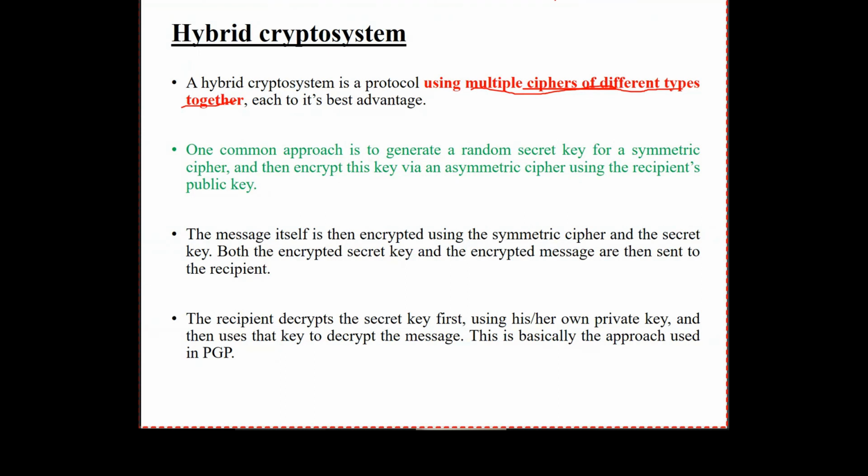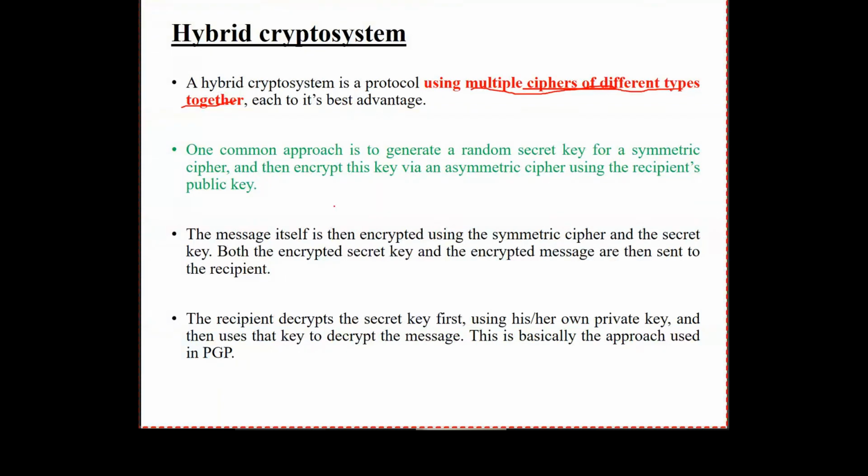One common approach is to generate a random secret key for the symmetric cipher, and then encrypt that key using the public key. That's what happened; I already demonstrated that. Now the message will be encrypted using the symmetric key, and the key will be encrypted using the public key.